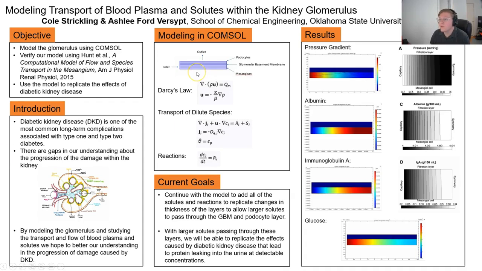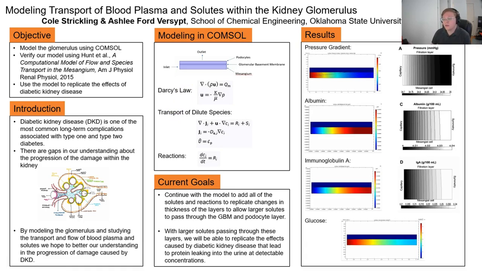So here we have our model in COMSOL. You can see we have the three layers: the mesangial cells or mesangium, the glomerular basement membrane, and the podocytes. So blood plasma flows in through the bottom left here, and then filters through and out through the top. So there are three things we needed to focus on here: Darcy's law, transport of dilute species, and our reactions.